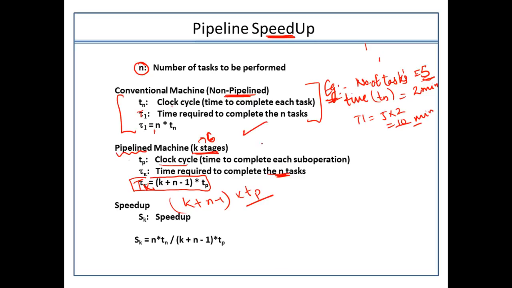So why are we actually looking for these two things? Because we have to figure out the speed up. The speed up will be conventional over pipeline. This gives me the value of the speed up, that is, how much speed up has been achieved within the execution of the tasks.